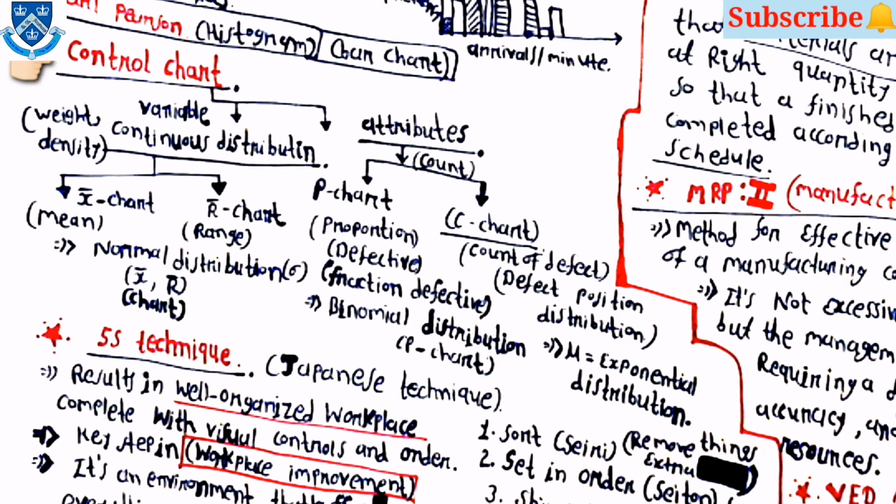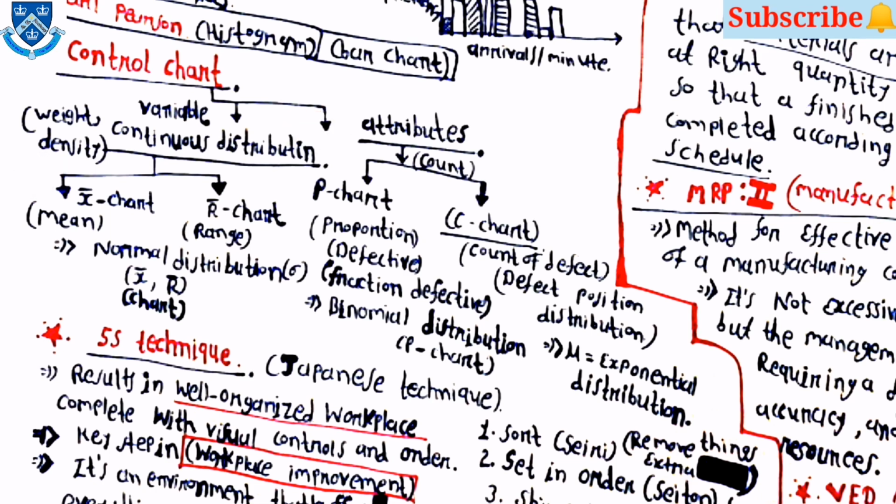Then the control chart. In there, 2 types are there. First one is variable continuous distribution, and the second one is attributes. In the variable continuous distribution, there are 2 types. First one is the X bar chart, and the second one is the R bar chart. Here the X bar chart is for the mean and the R bar chart is for range. Both X bar and R bar charts follow the normal distribution.